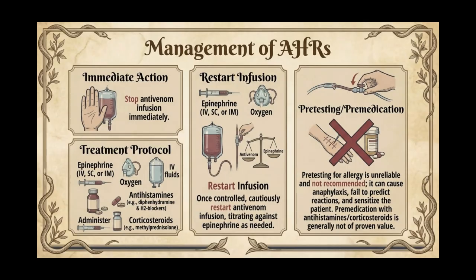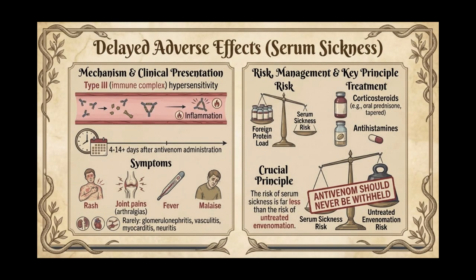However, in settings with limited resources and high rates of adverse reactions to antivenoms, premedication with epinephrine administered under the skin may be considered. It is important to note that testing for allergy to antivenom before use is unreliable and not recommended. Delayed adverse effects such as serum sickness are a type of immune complex hypersensitivity reaction. They typically occur 4 to 14 or more days after the administration of antivenom, although in some cases, symptoms can appear as early as 3 days or as late as 3 weeks.